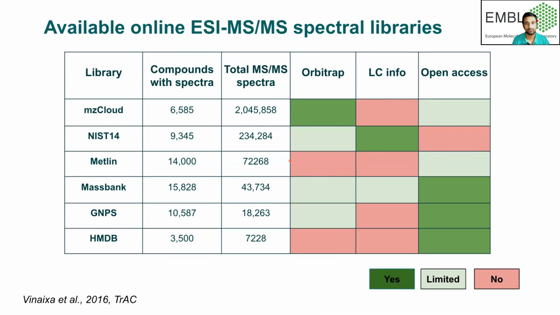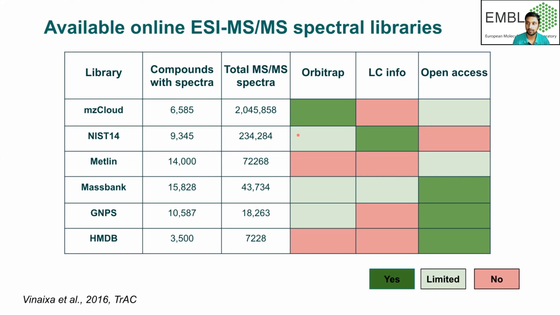If I go through other libraries, I can see there are a bunch of them. mzCloud is a very good library, with very good data for Orbitrap, the instrument which we use, but it doesn't have LC information and it is not open access. The NIST library is commercial and has the LC information, which is retention time and MSMS information.